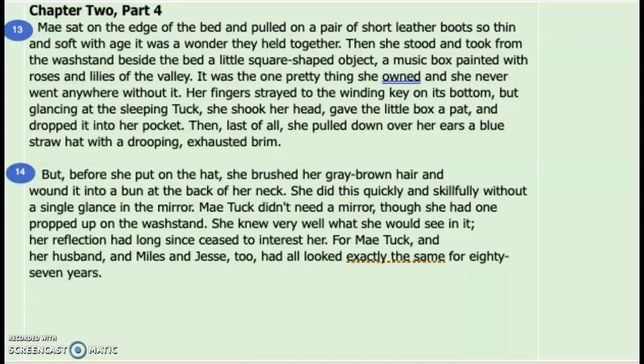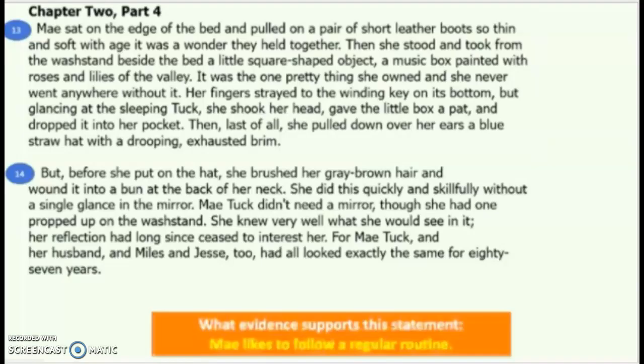Wait, what? 87 years? Make a prediction. Why do you think they've looked exactly the same for 87 years? Awesome. All right, now we're going to look at the last statement that we need to support with evidence. May likes to follow a regular routine. So you are now going to find a piece of evidence that supports that statement. Make sure it's 3 stars, relevant to the text, or relevant to the statement.